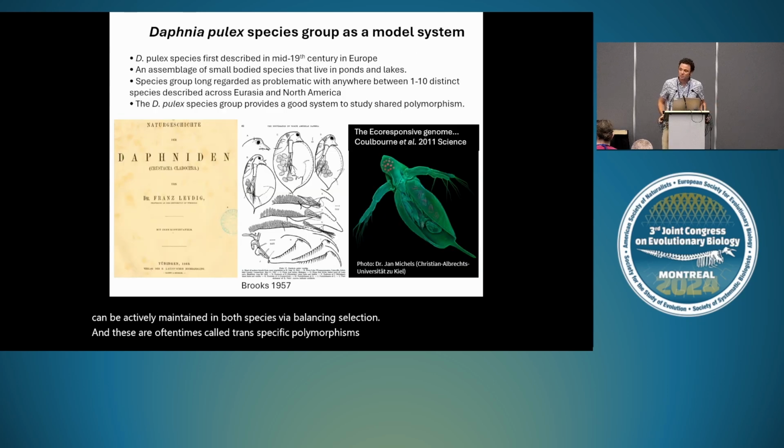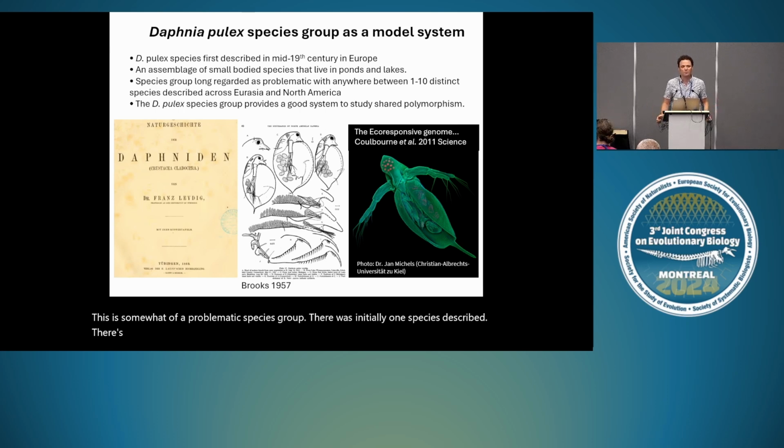Today I'm going to talk about shared polymorphisms in the Daphnia pulex species group. So Daphnia pulex was first described in the middle of the 19th century in Europe. It is an assemblage of many small-bodied species that live in ponds and lakes throughout the world. This is somewhat of a problematic species group. There was initially one species described. There have been, at different times, upwards of 10 or more different species described. Oftentimes they're given the same name in different parts of the world. And we'll be talking a little bit about that later in this talk.